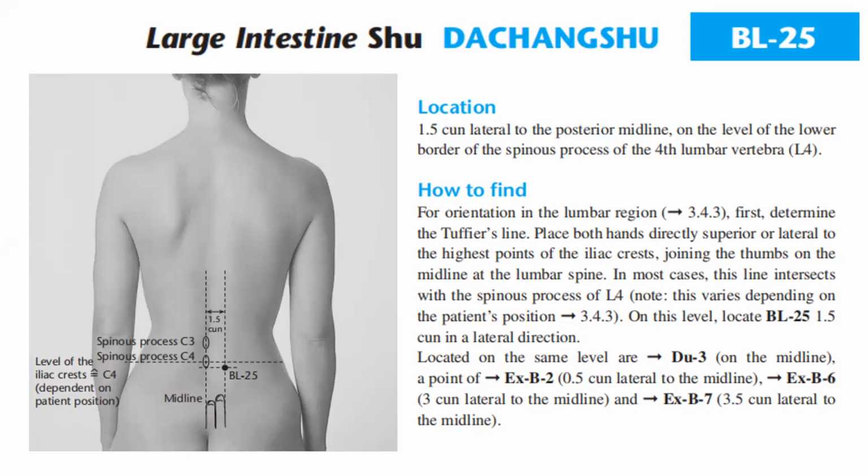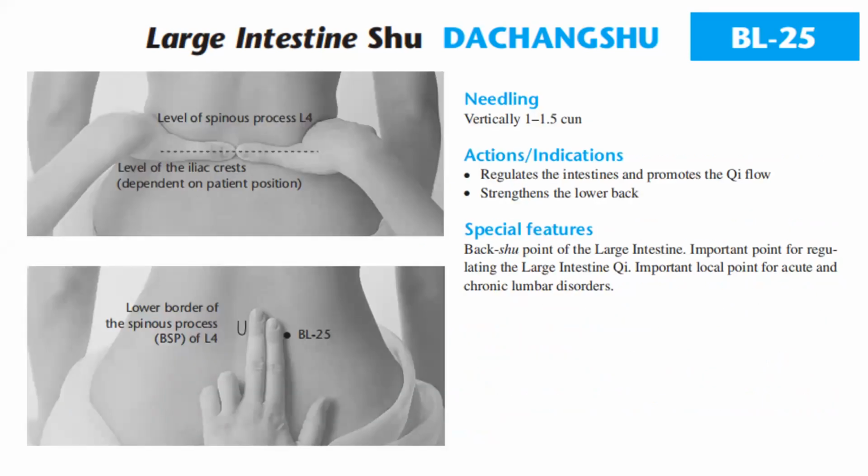On this level, locate bladder 25, 1.5 cun in a lateral direction. Located on the same level are DU3 on the midline, a point of EX-B2, 0.5 cun lateral to the midline, EX-B6, 3 cun lateral to the midline, and EX-B7, 3.5 cun lateral to the midline. Needling: vertically 1 to 1.5 cun.